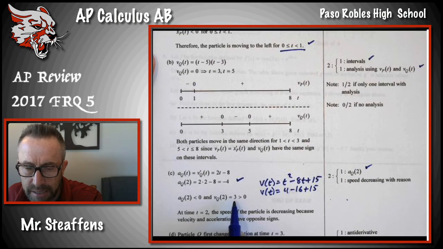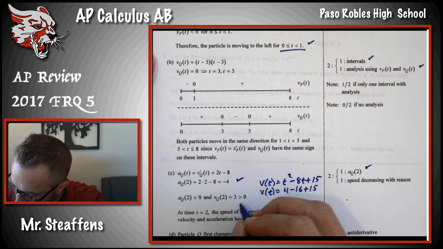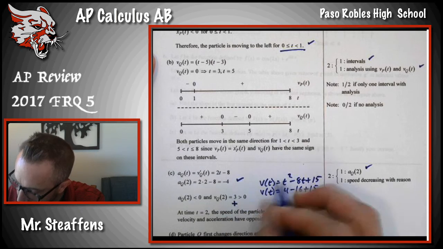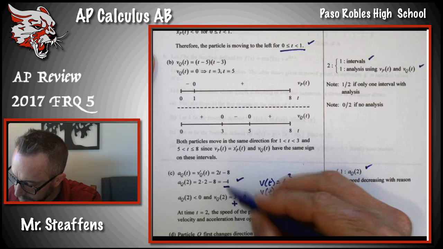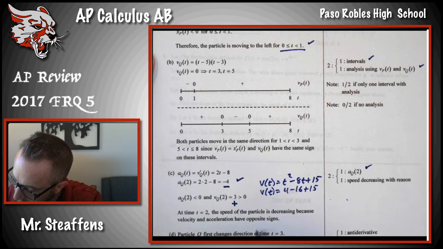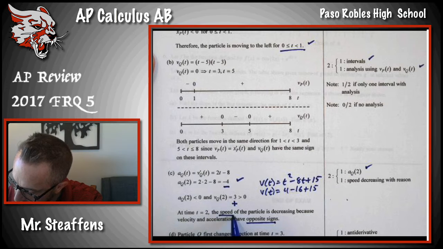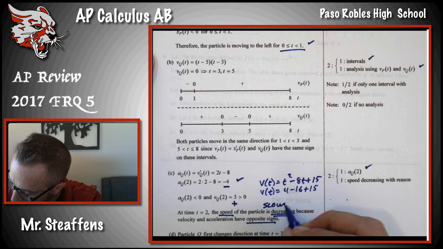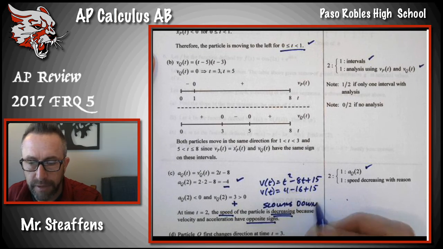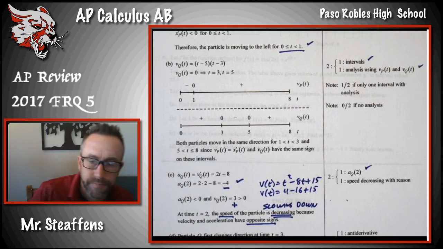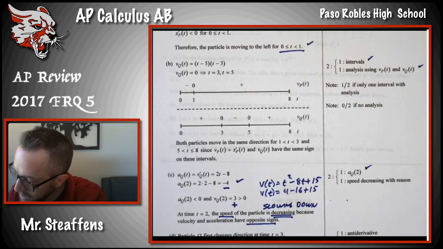So since the velocity is positive and the acceleration is negative, those are opposite. Since they have opposite signs, the speed is decreasing, right? So it's slowing down. Its speed is decreasing. You get a point for saying all that stuff.